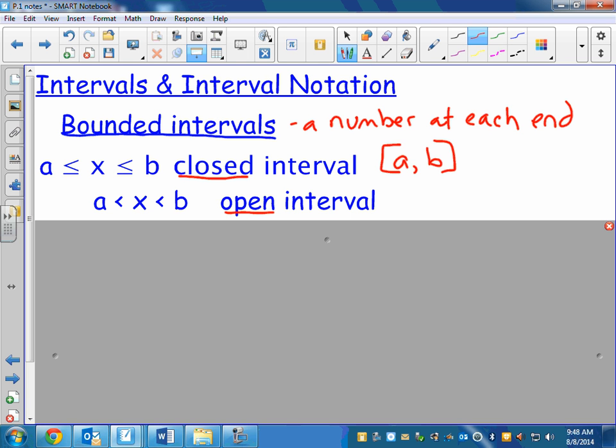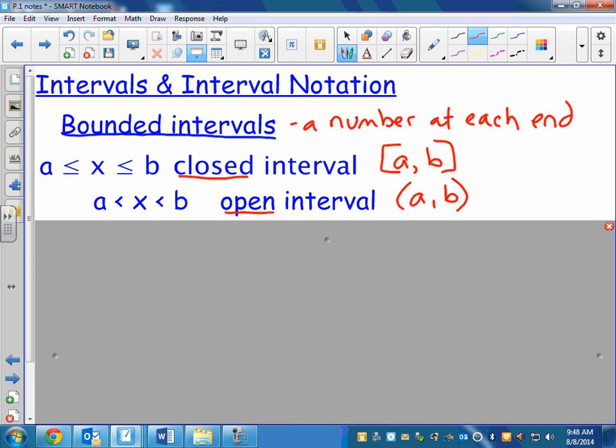As opposed to the exact same thing, except the endpoints are not included. That's called open, and to show that, instead of using a bracket, we use a parenthesis. So when I write domain and range, this is how I write it. The domain is from bracket 3 to infinity.